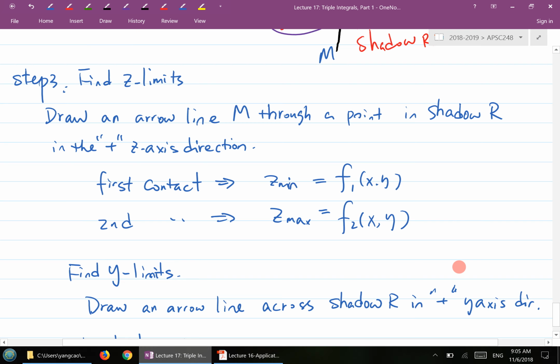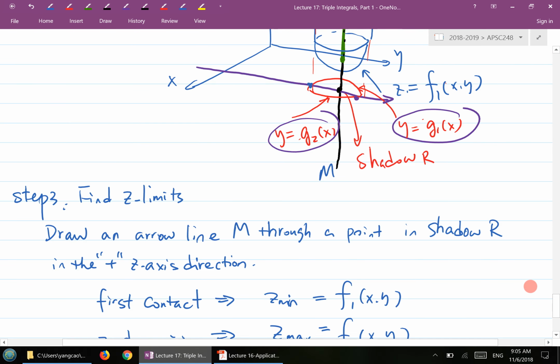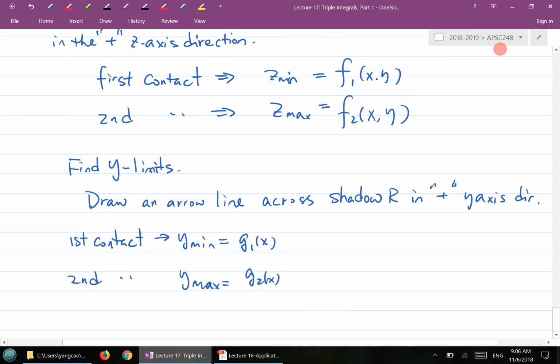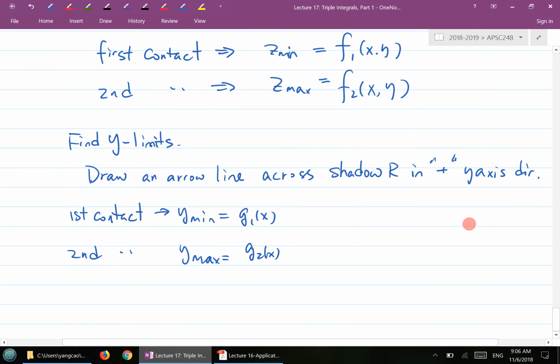Very procedural. If you follow the steps, I'm sure you will be fine. So g1 of x to g2 of x, as the first contact and the second contact. That's your y limits.